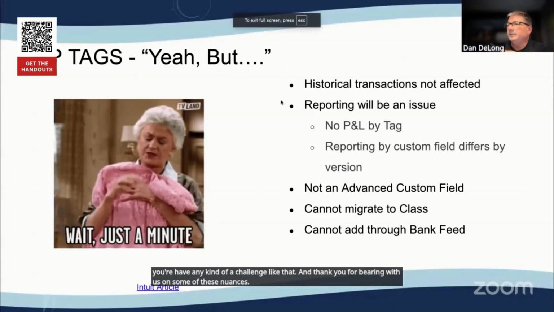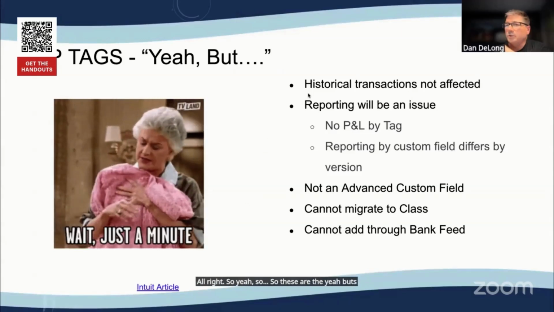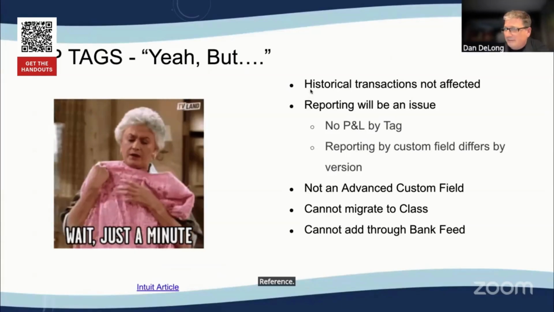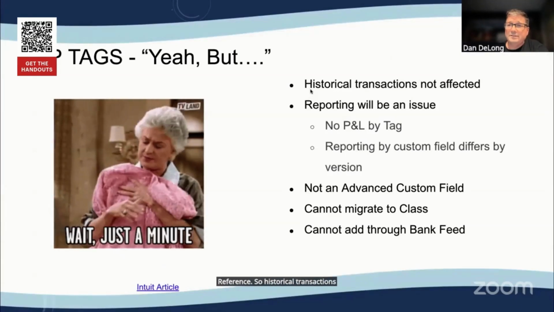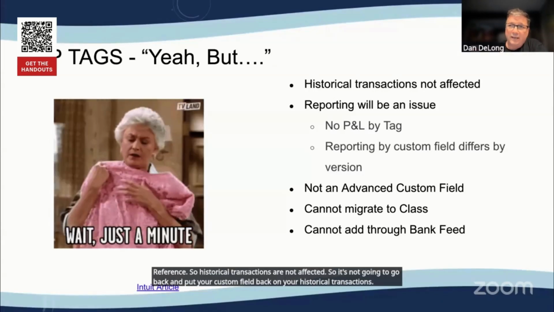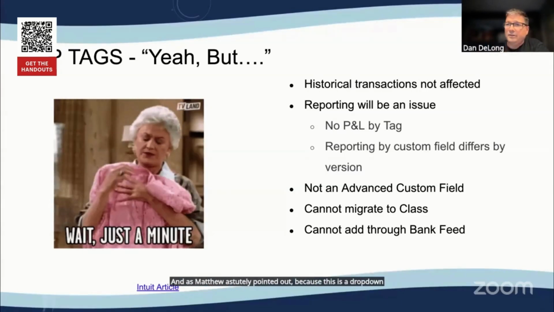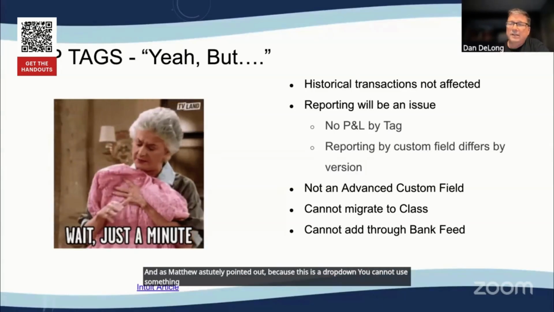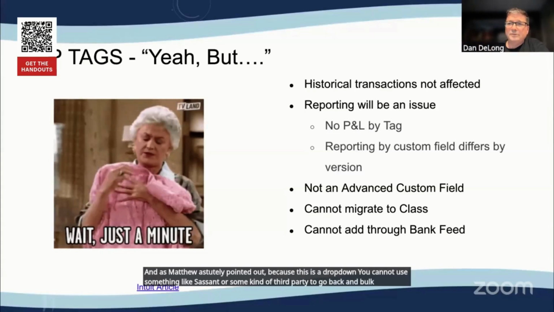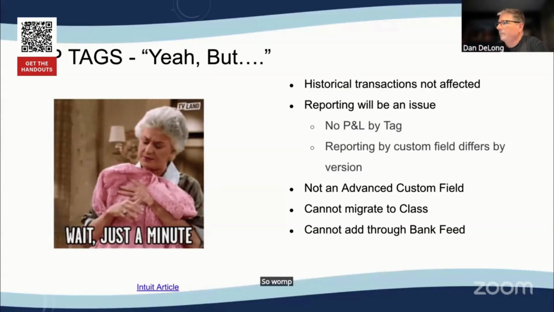All right. So these are the yeah buts with that. So appreciate the Golden Girls reference. Historical transactions are not affected. So it's not going to go back and put your custom field back on your historical transactions. And as Matthew astutely pointed out, because this is a drop down, you cannot use something like Sassant or some kind of third party to go back and bulk add these custom fields to those historical transactions either. So womp womp on that.